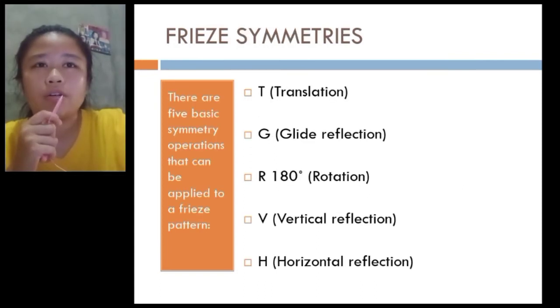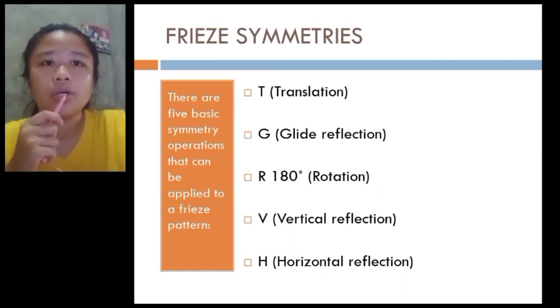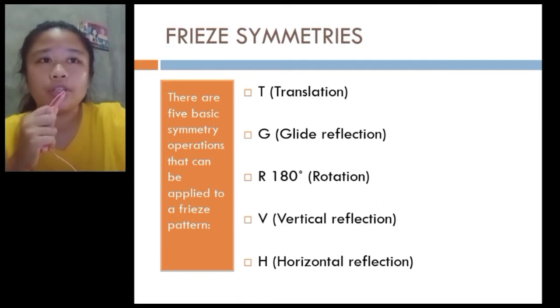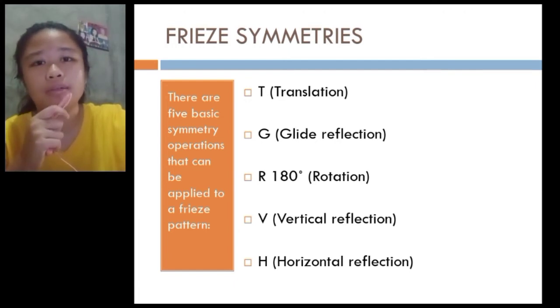There are 5 basic symmetry operations that can be applied to a frieze pattern. T for translation, G for glide reflection, R for rotation, V for vertical, H is for horizontal.